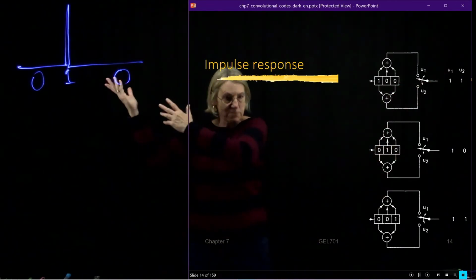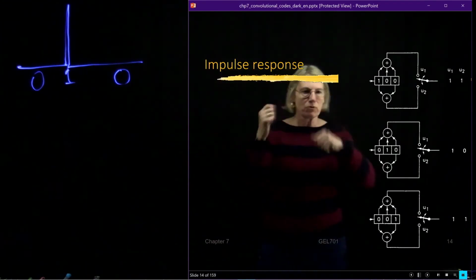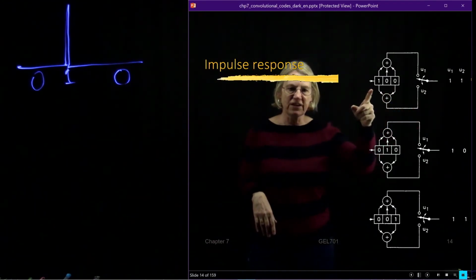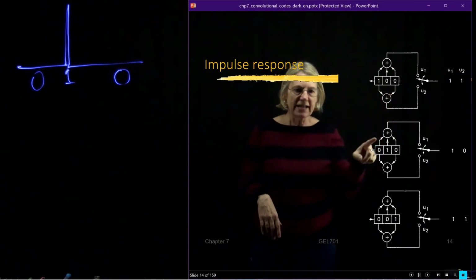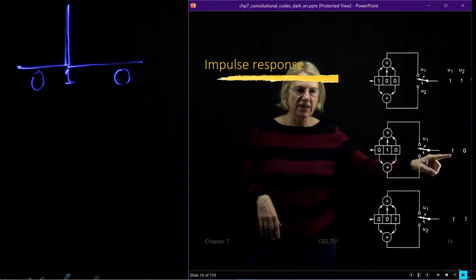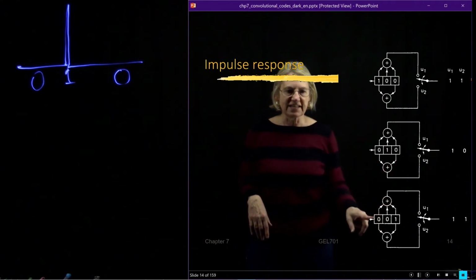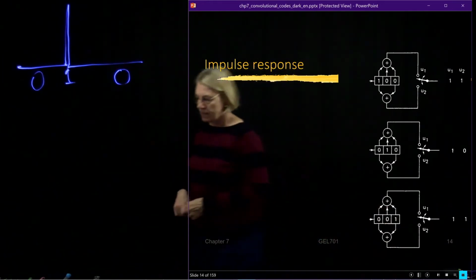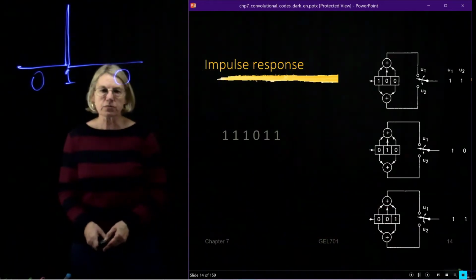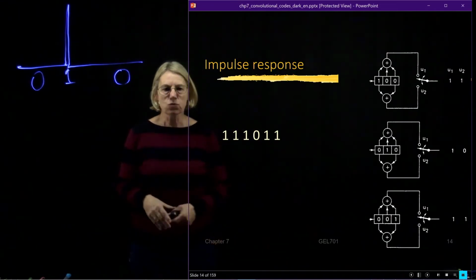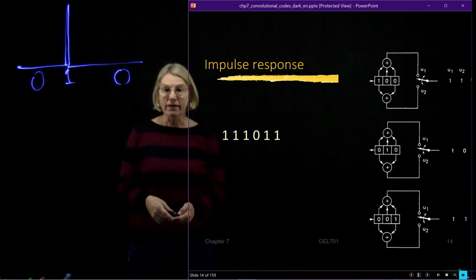We already did that on the previous slides. So I just pulled over those outputs, and I got 1, 1 in the configuration where it was at state 0 and then I shifted in a 1. When I had state 1, 0 and shifted in a 0, I got an output 1, 0. And when the state was 0, 1 and I shifted in a 0, I got 1, 1. So I could say that the impulse response of my encoder is 1, 1, 1, 0, 1, 1.